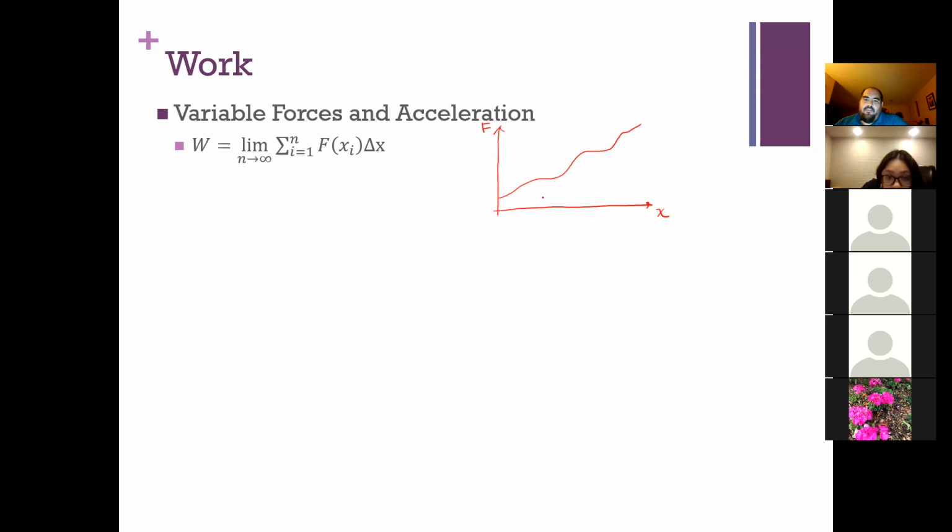And I want to find the work done from x equals a to x equals b. So basically what I'm going to do here, and hopefully this looks familiar to you, I'm going to take a bunch of little subintervals, and for each one of those little subintervals, I'm going to assume a constant force and multiply it by this very small distance to get the work done over that little subinterval.